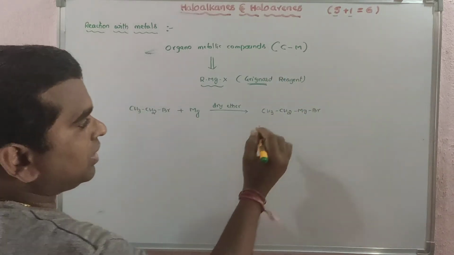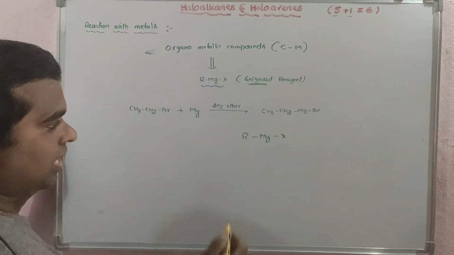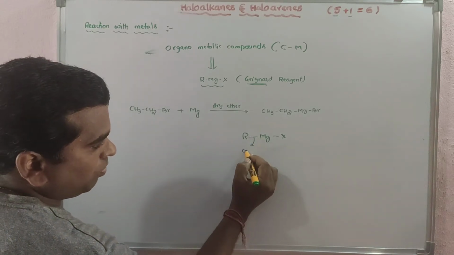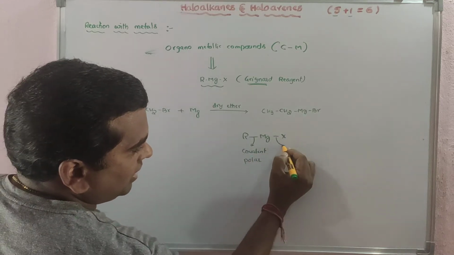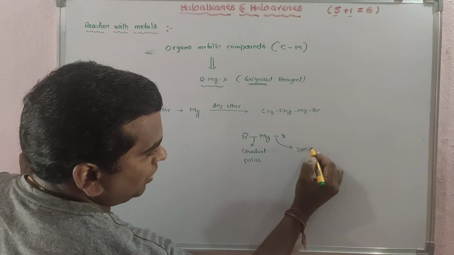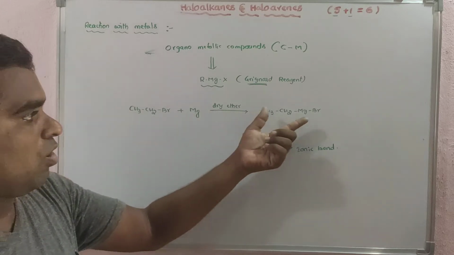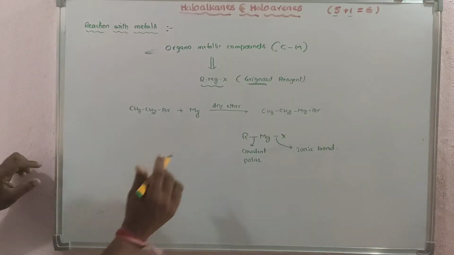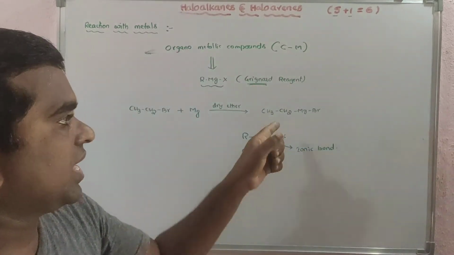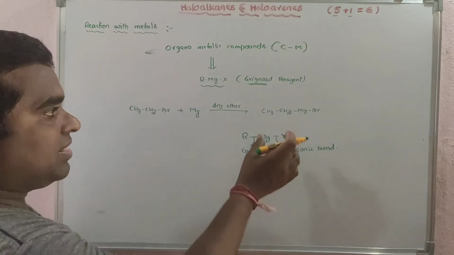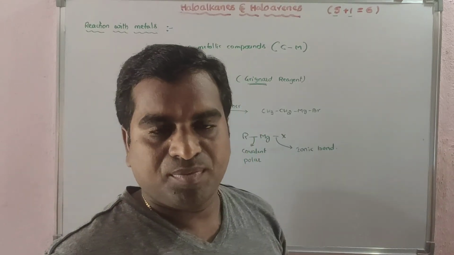Clear? And remember, in the Grignard reagent RMgX, the carbon-magnesium bond is a covalent bond, but highly polar, and the metal and halogen bond is an ionic bond. This is the simple preparation of Grignard reagent. And this Grignard reagent is very, very reactive. Very reactive molecules these are. Clear? And they react very fast with proton source compounds.